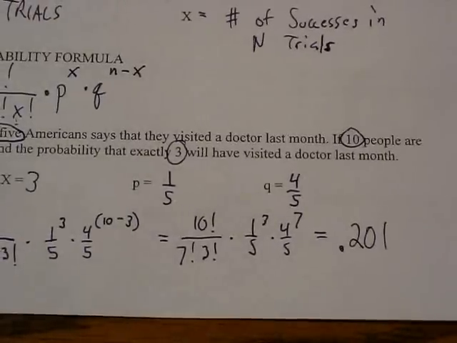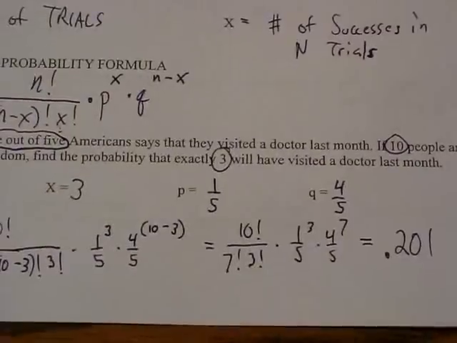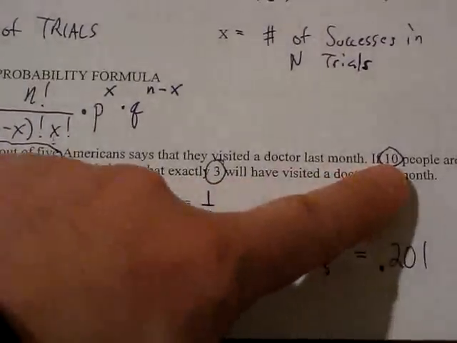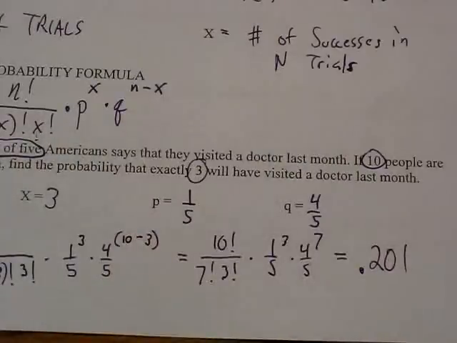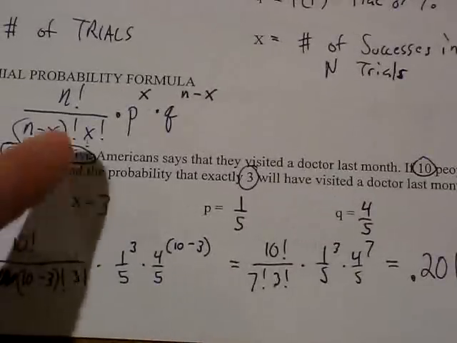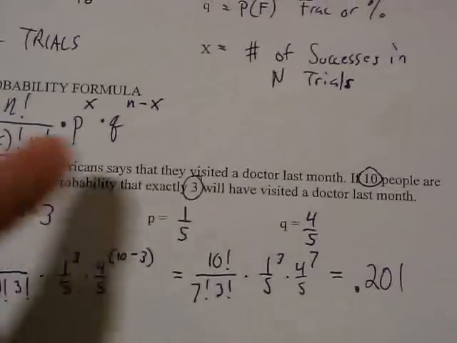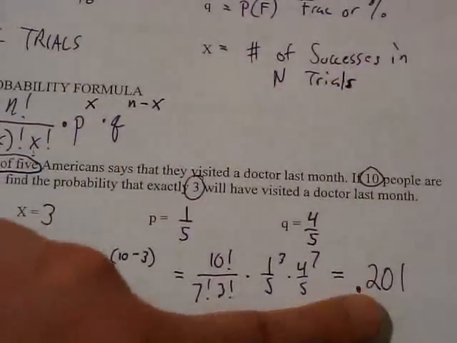In this study, we would have 3 out of 10 people going to the doctor 20% of the time. This is not very likely, is it? We only had 1 out of 5 going to the doctor. To say that 3 out of 10 are going to go to the doctor, not very likely.